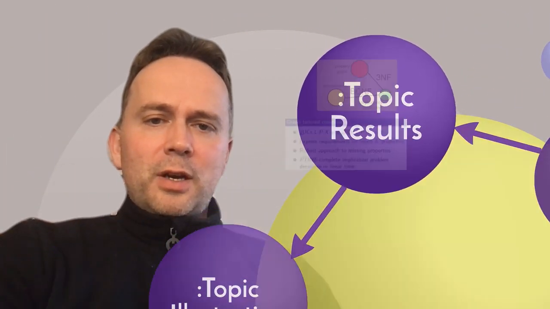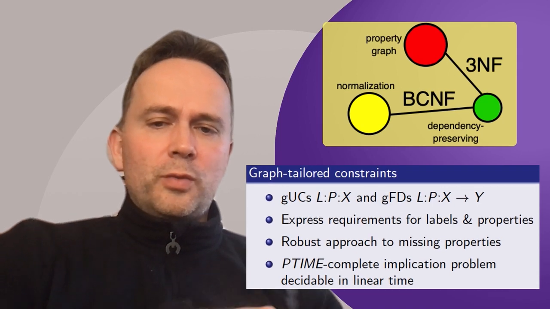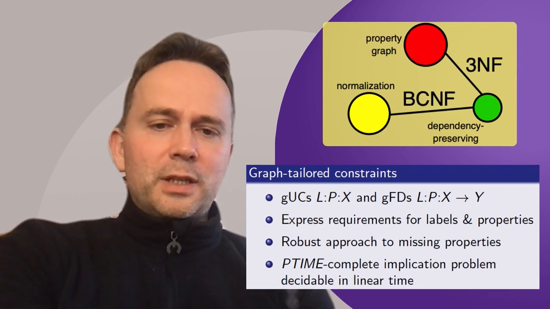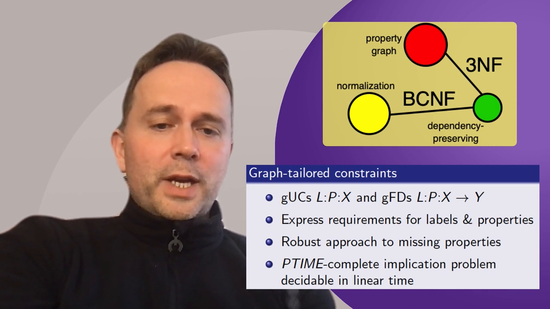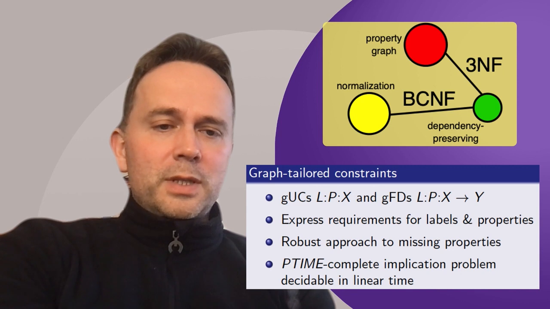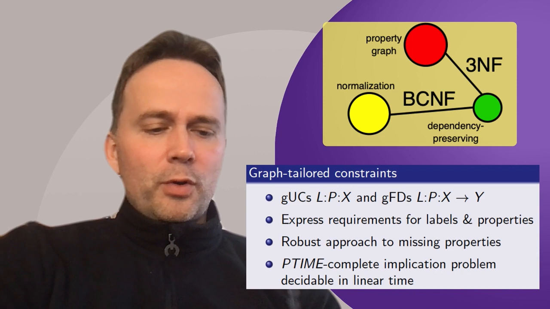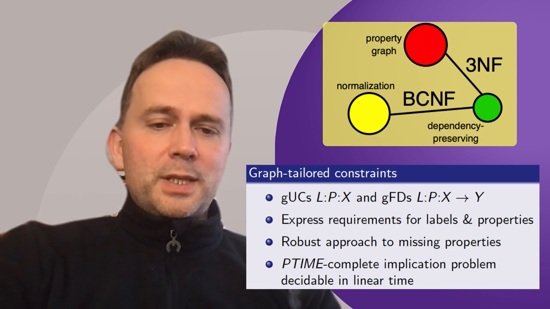So let's have a look at our main contributions. The first one is graph-tailored constraints, tailored to sets of labels and properties. These encompass uniqueness constraints and functional dependencies. They are therefore able to express requirements for labels and properties as well. And it leads to a robust approach to handle missing properties as well. The underlying implication problem is decidable in linear time, although the problem is P-time complete.